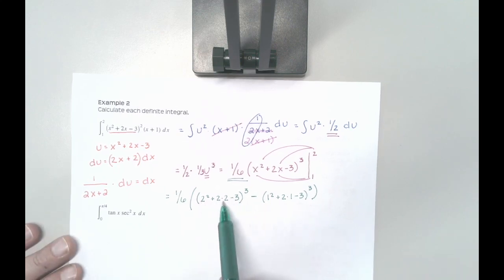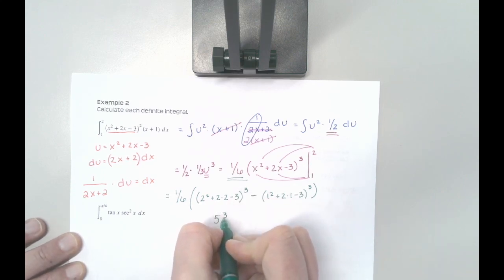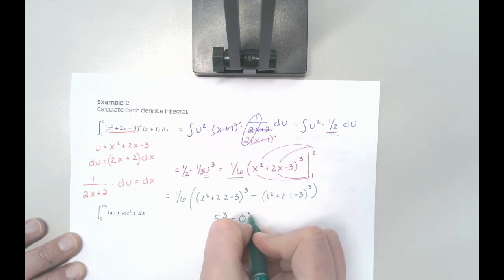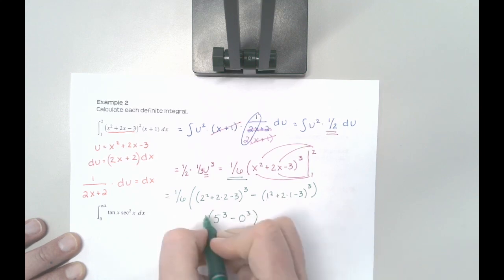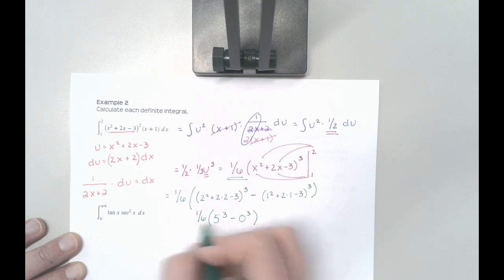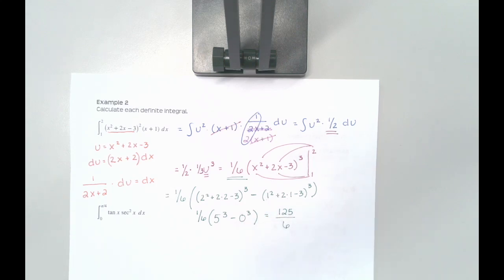This is 4 plus 4 is 8. 8 minus 3 is 5. So I get 5 cubed minus 1 plus 2 is 3. And then 3 minus 3 is 0. Okay, so I get 0 cubed. And that's still being multiplied by 1/6. And so then I get 125 for 5 cubed. So my final answer is 125 over 6. That's my integral. Okay? That would be the area under this function. Okay, it's all the fun you can have in one problem.